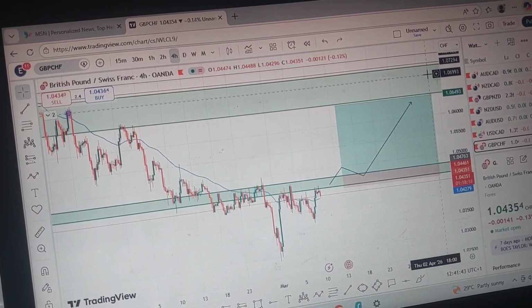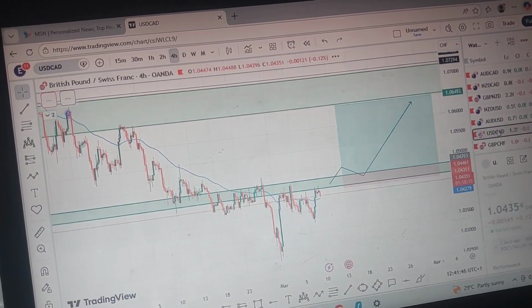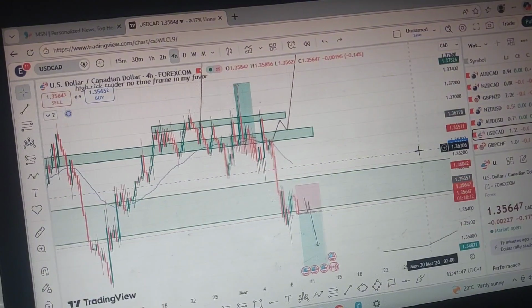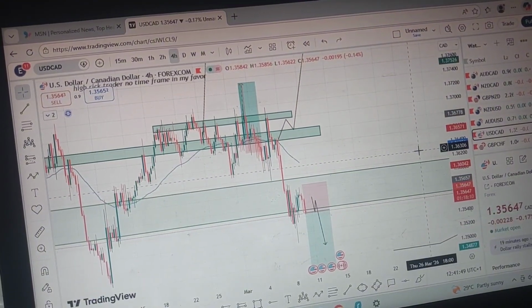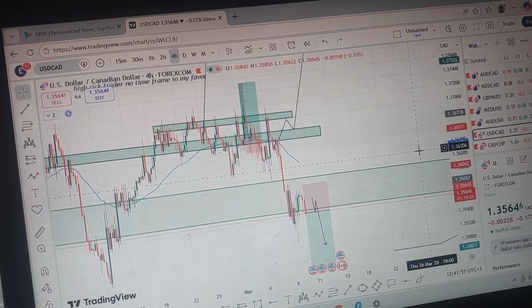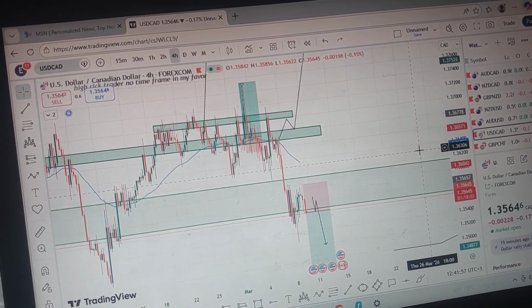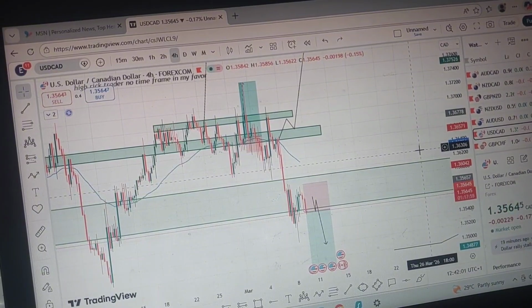But guys, I want you guys to put your eye on USD CAD. USD CAD is a clean trade. It's a clean trade.